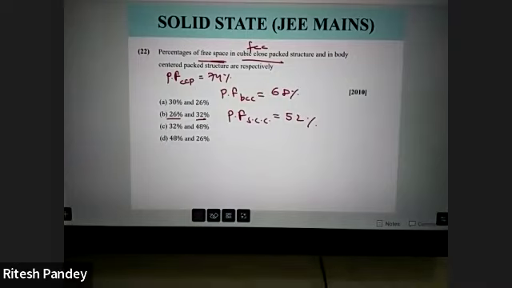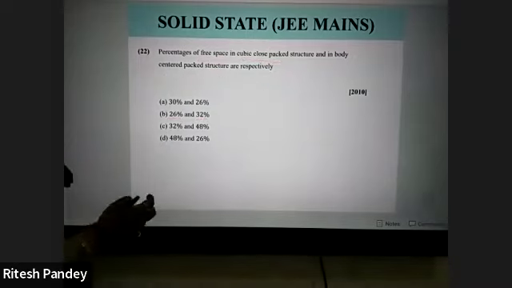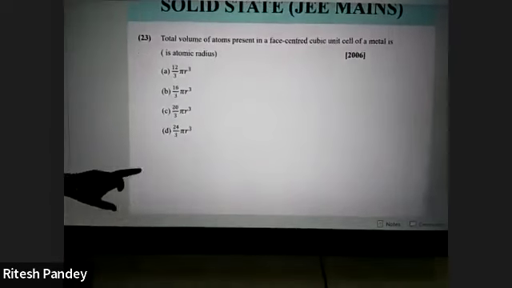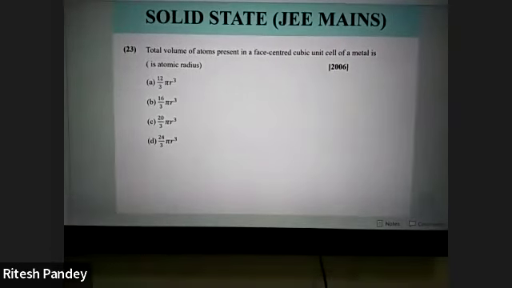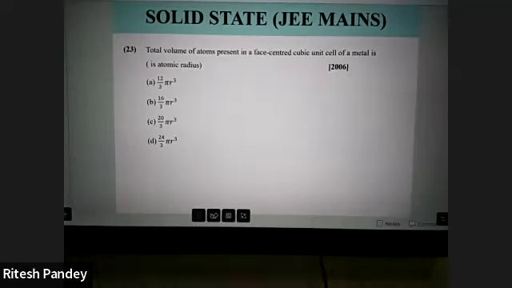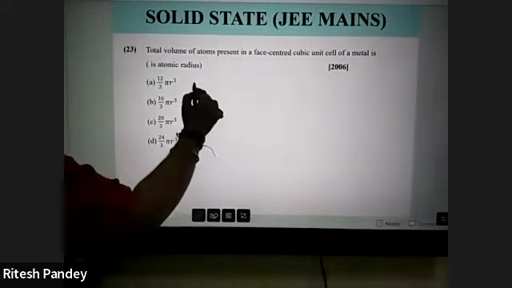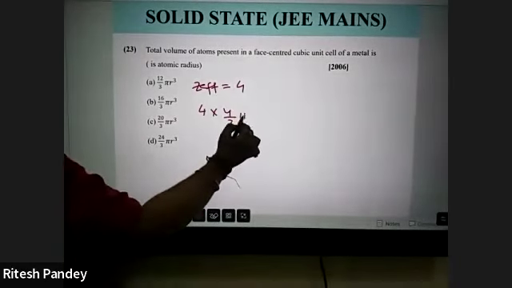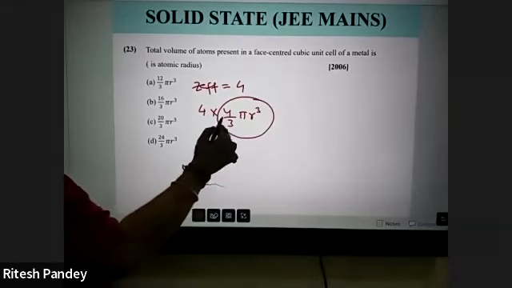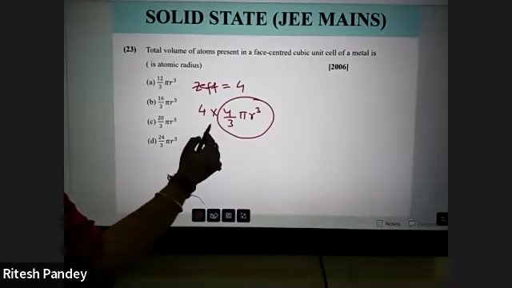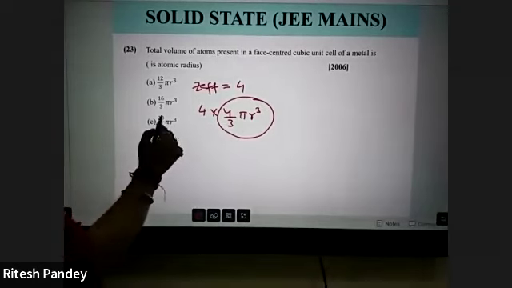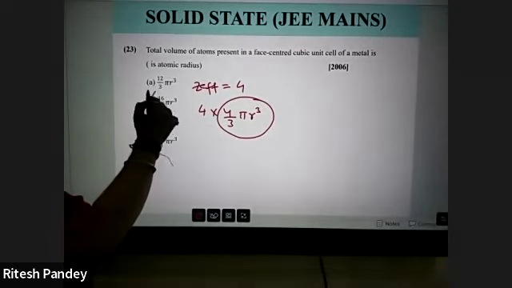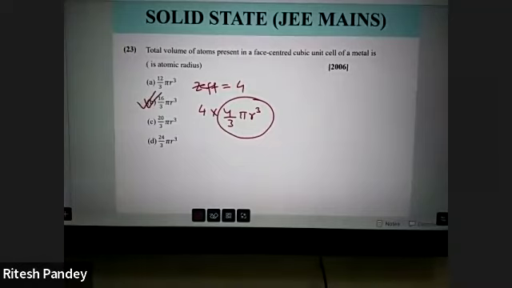Question 23. Option B. Question 23 again looks like a nice little problem. The total volume for FCC, in FCC, I told you the effective number is going to be 4. So it's going to be 4 times the volume of a sphere, which is 4 by 3 pi r cube. So this is 16 by 3 pi r cube.